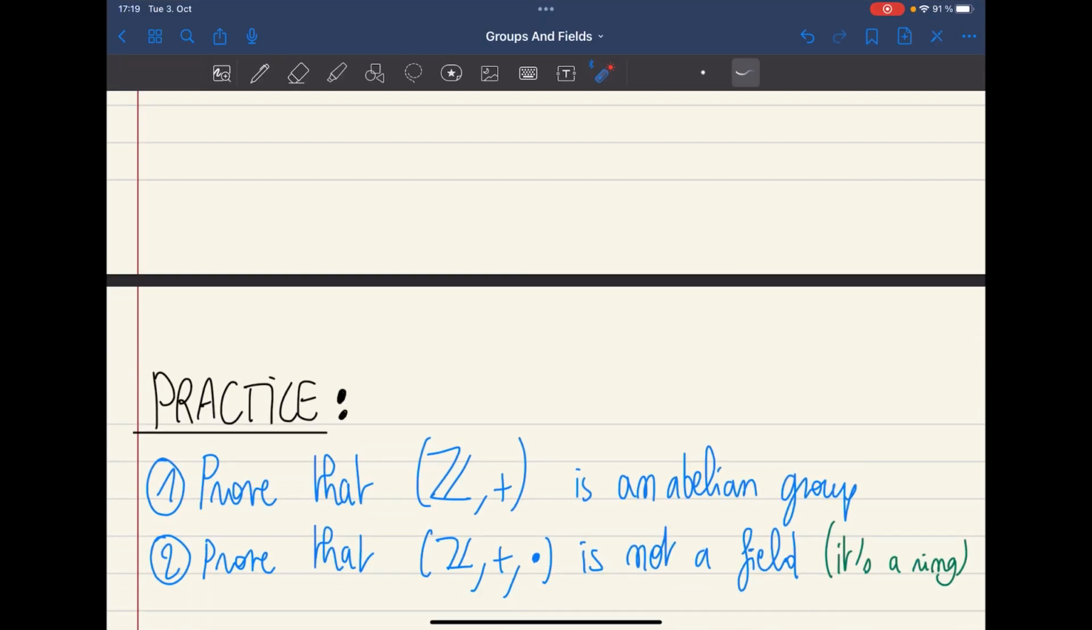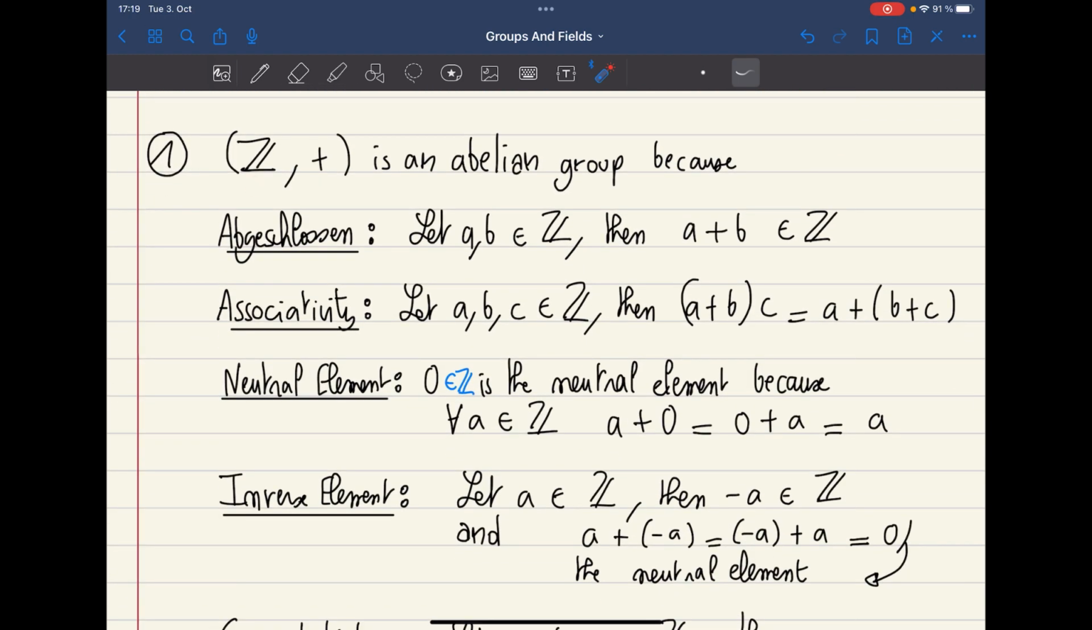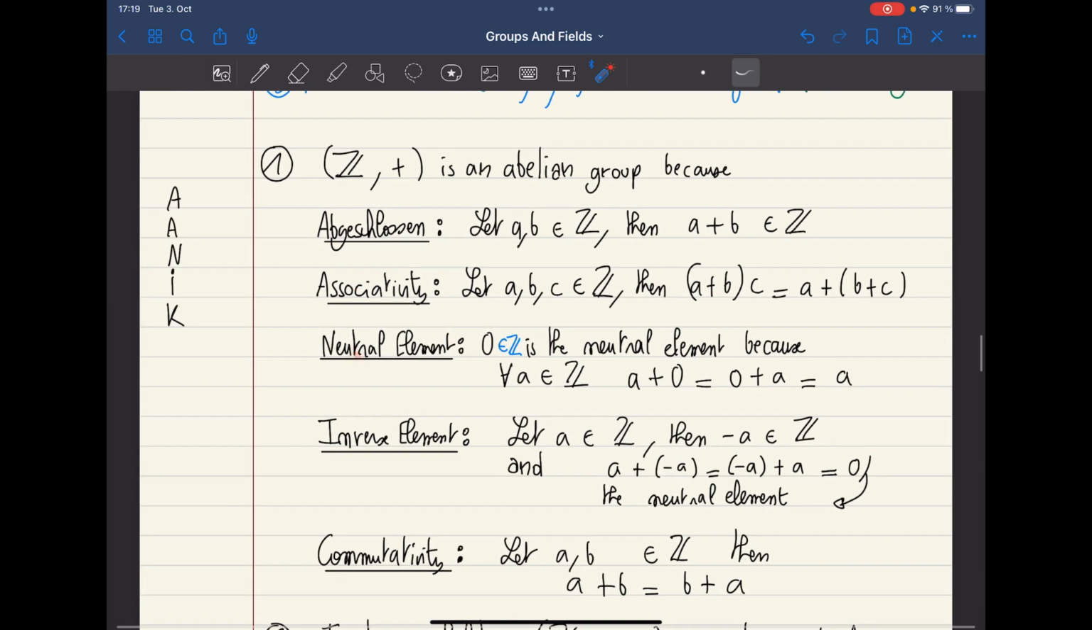Let's practice. First, I want you to prove that this is an abelian group, and then I want you to prove that this is not a field. It's a ring, but you don't have to remember that. Let's correct it. So the integers with plus is an abelian group because abgeschlossen, associativity, neutral element, inverse element, and commutativity are true. Abgeschlossen, I just wrote the definition. I don't know how to prove it more. It's really axiomatic, kind of.